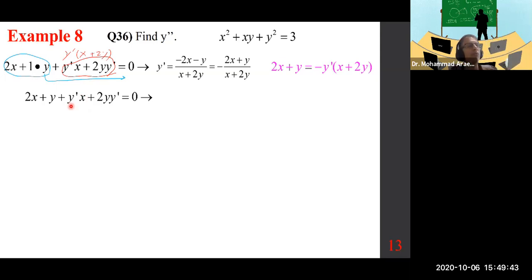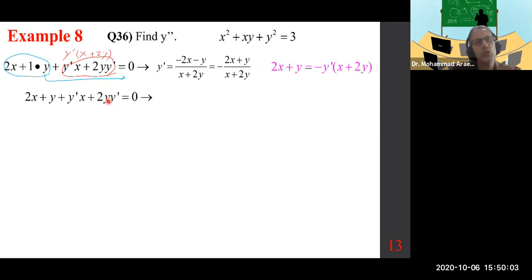We are using the product rule, class. So y prime gives us y double prime times x. X gives us 1 times y prime. Over here also, put a raised dot between 2y and y prime. So you are using the product rule.